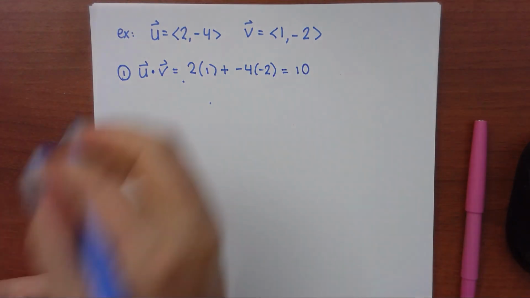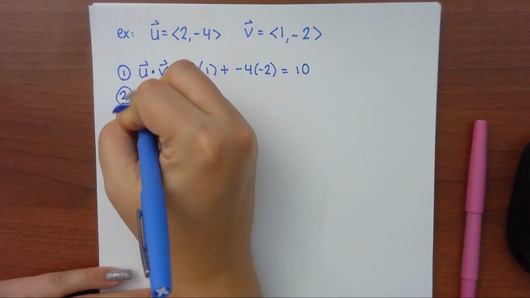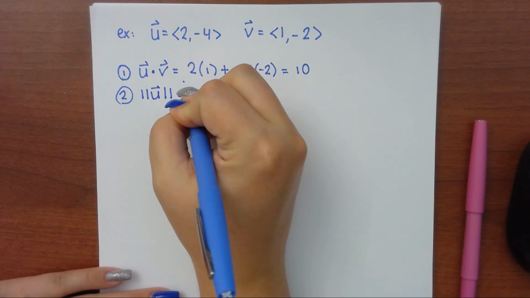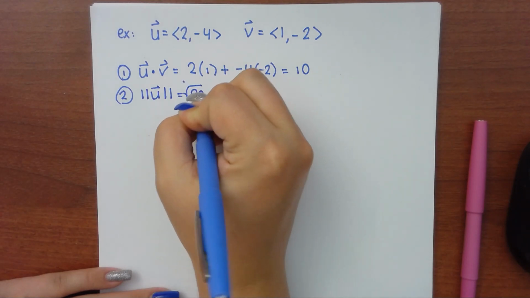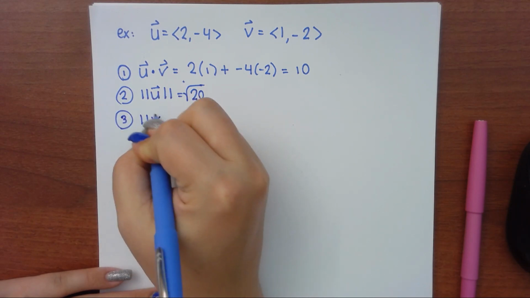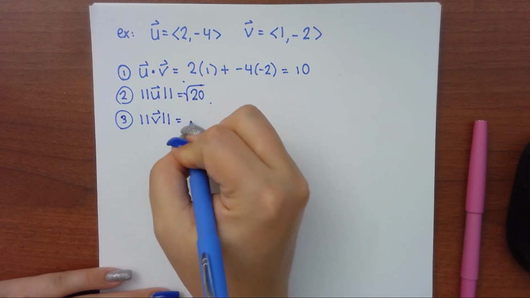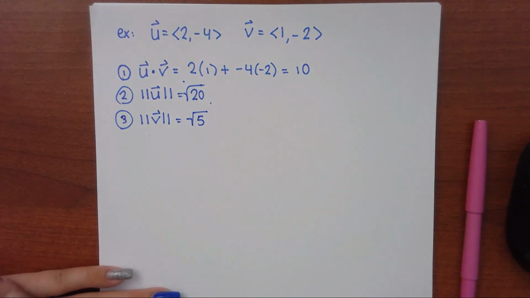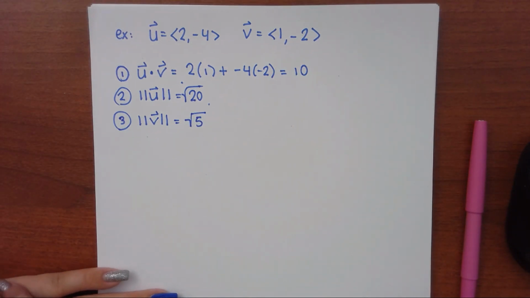And I have already gone ahead and completed the magnitude of u, which if you pause and do that real quick, you should get the square root of 20. And I've completed the magnitude of v. If you pause real quick and do that, you should get the square root of 5. Okay, so you can go ahead and do those on your own.